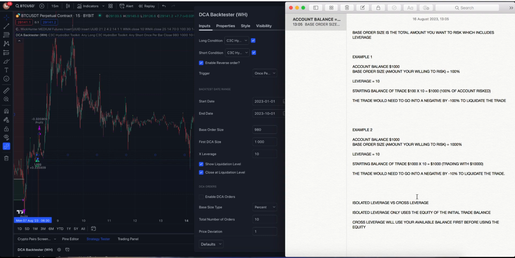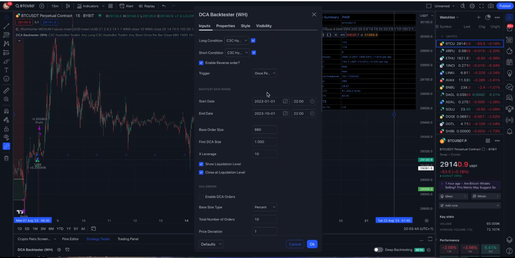Sorry, not in this one. Cross leverage will use your available balance first before then using the starting balance equity. So that's why on our Ultra users, you'll see your available balance go down before you start seeing your equity go down from the trade. This is better for DCA, and isolated leverage is better for reversals bots. So I just wanted to explain that before we move on.